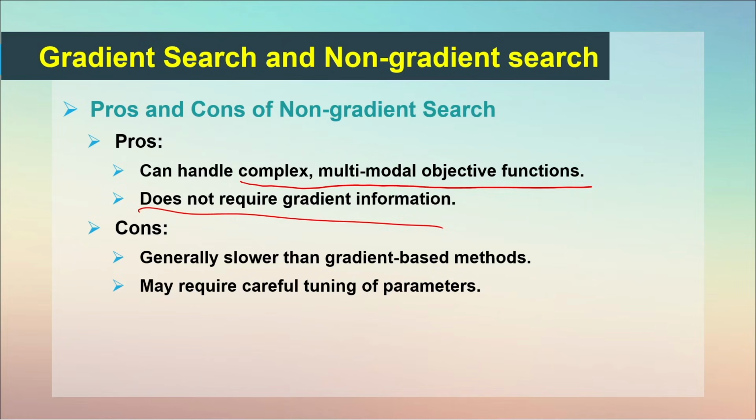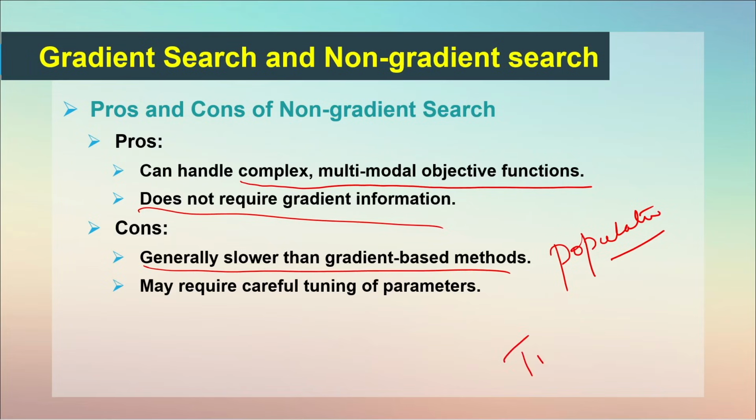So, in general, it is also taken as one of the pros of non-gradient search algorithms that it does not require gradient information. And when you compare with gradient search, it is slower because it has to search all the possibilities, and we may treat that as a population based search. Since it is treated as a population based search, it has to think about a large number of possible values and then come to a definite conclusion.